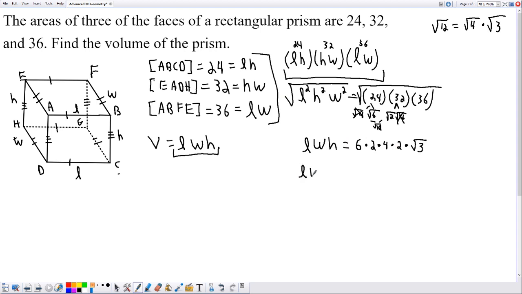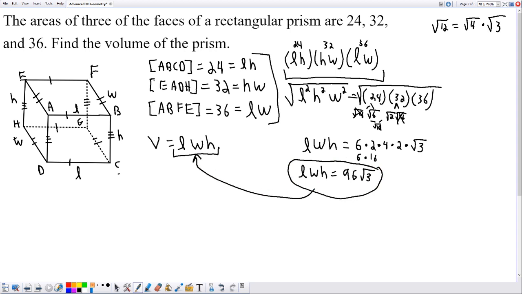So length times width times height is equivalent to, well, we have 2 times 2, which is 4. And 4 times 4, which is 16, with a 6 left over. So that would be, well, 6 times 10 is 60, plus 6 times 6, 36. 60 and 36 would be a 96. And then we have a leftover square root of 3. And that gives us our volume, since it's the exact same formula that we need. So the volume of this prism is 96 times the square root of 3.